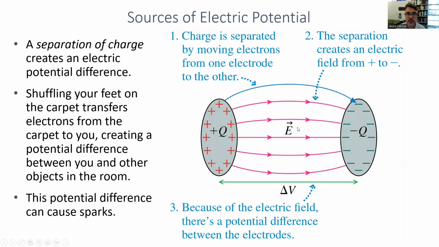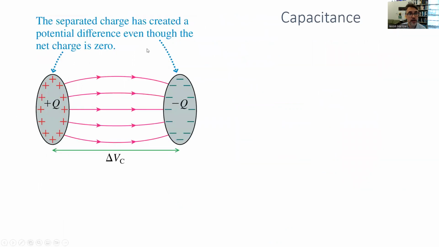So, for example, here charge is separated by moving electrons from one electrode to another. The separation creates an electric field from positive to negative. So once you've got plus Q on one side and negative Q on the other side, then the electric field points from the positive to the negative. And because there's an electric field, you also have a delta V, a potential difference between those electrodes. So the separated charge has created a potential difference, even though the whole net charge of the two electrodes together is 0.